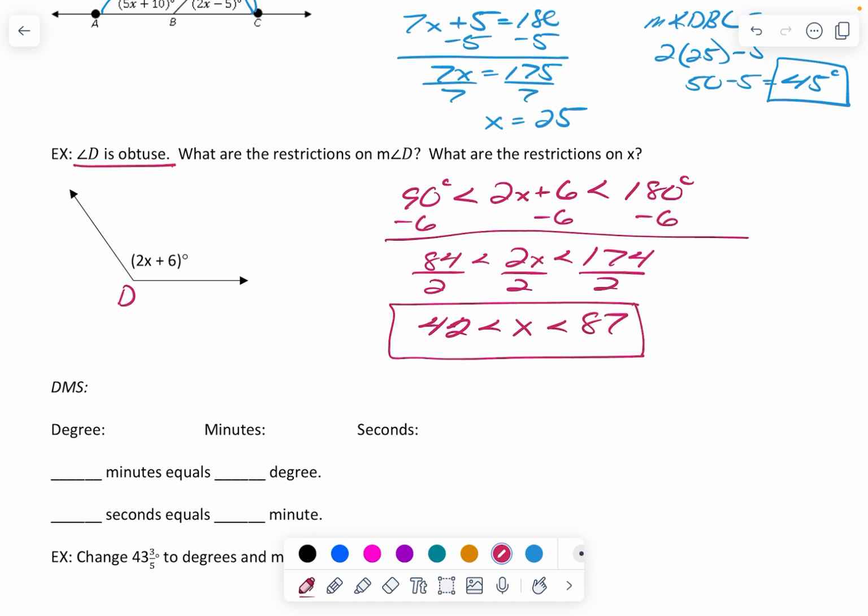So the restrictions on D, I guess I could have said angle D has to be in between 0 and 180. That's what we started with. And then the restrictions on x are such as that.